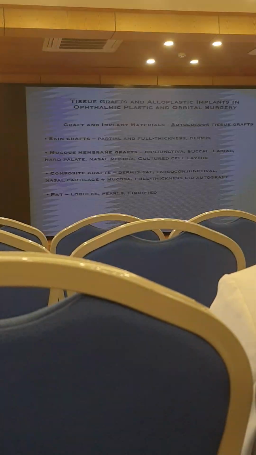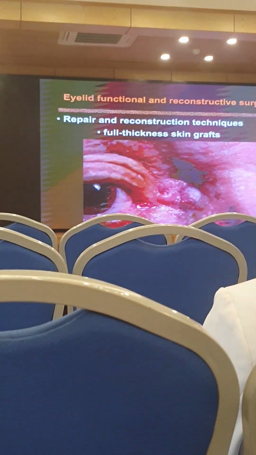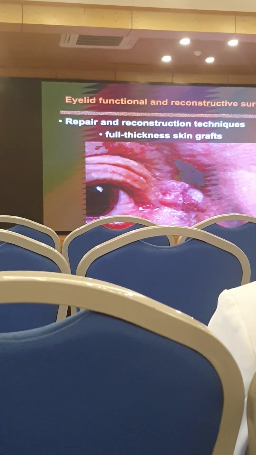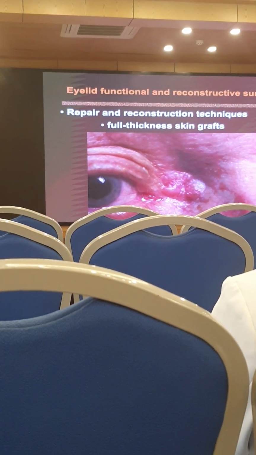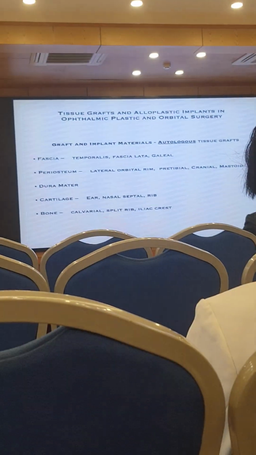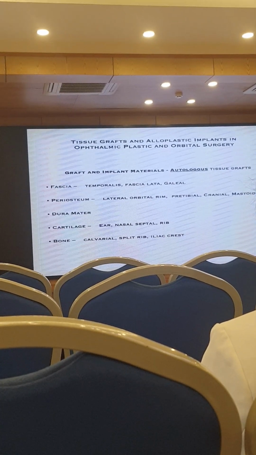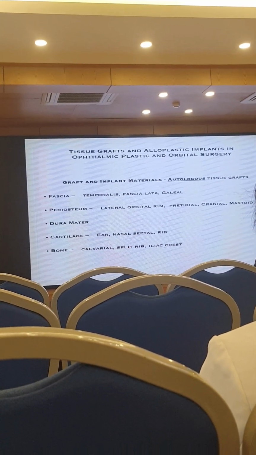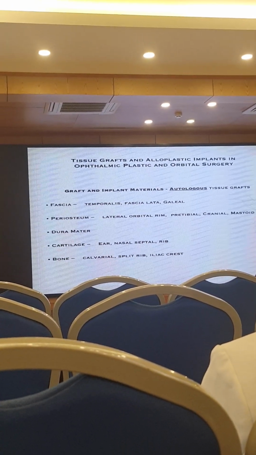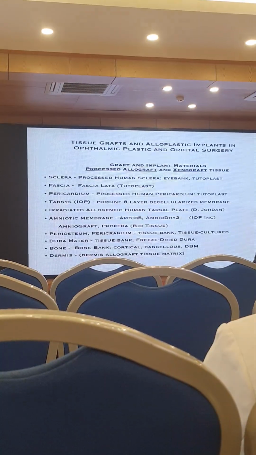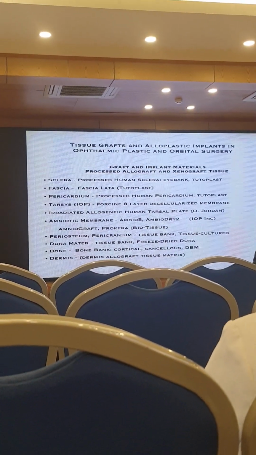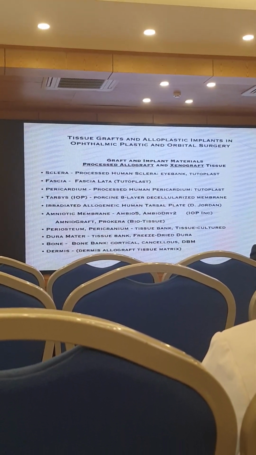But I'm going to show you a few examples from that. And the most common would be skin grafts. When we do a medial canthal lesion, usually a skin graft is a good way to repair that. There are other types of autologous grafts in addition to skin grafts. There's fascia, periosteum, cartilage, bone, and other types of so-called processed allografts or xenografts.